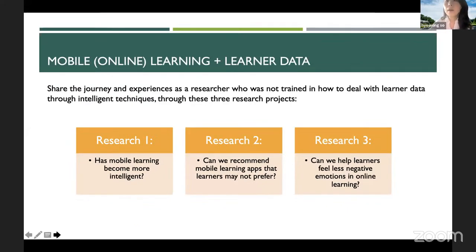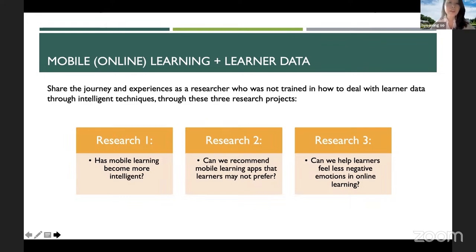So let's talk about mobile learning. Here, by mobile learning, I also include online learning as well, and then the movement to integrate learner data. So I'm going to talk about three projects in which I tried to integrate learner data in mobile or online learning. I also want to share with you that I wasn't trained to deal with learner data, like many of you in the room or online. So it was a lot of a learning process for me as well, and I found a lot of challenges and opportunities along the way.